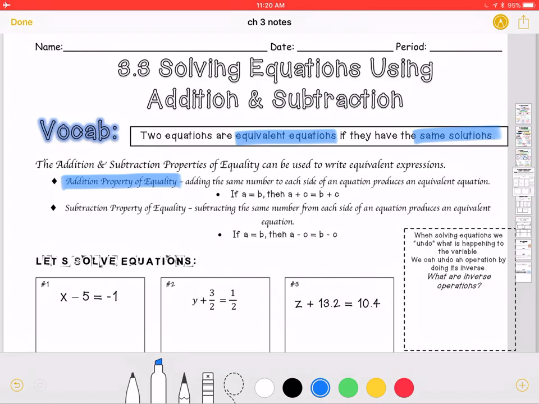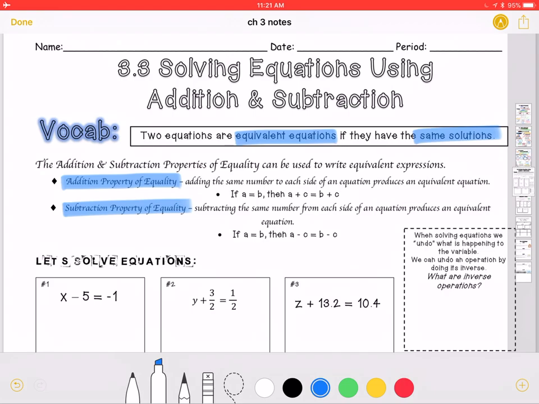So same goes for the subtraction property of equality. Subtracting the same number from each side produces an equivalent equation. So if I take $3 from you, right? Say you and your friend Mark have $6. For it to be fair and equal, if I take $3 from you, I should take $3 from him, so you guys still have the same amount. So whatever you do to one side or to one thing, you have to do to the other in order for it to remain equal. So remember that, and we'll practice that.